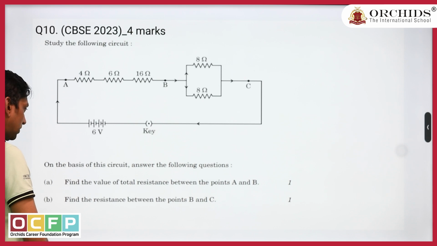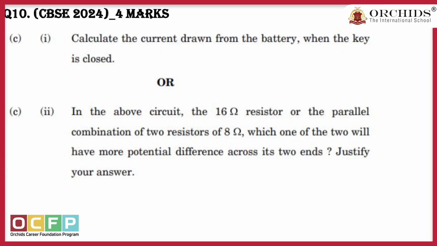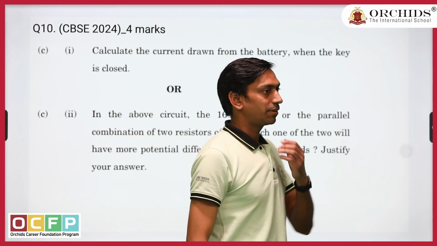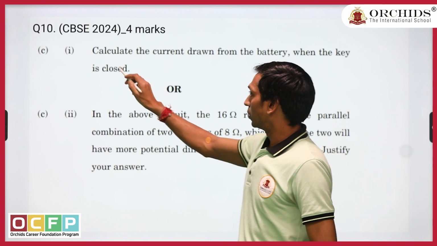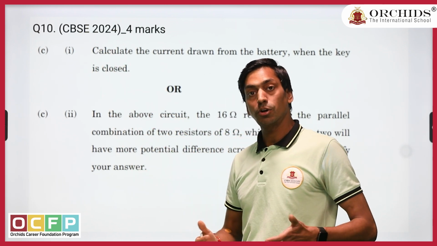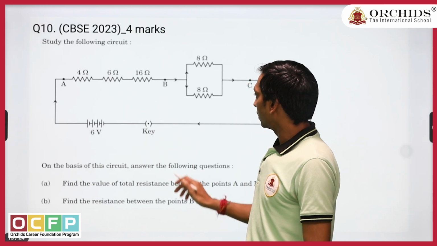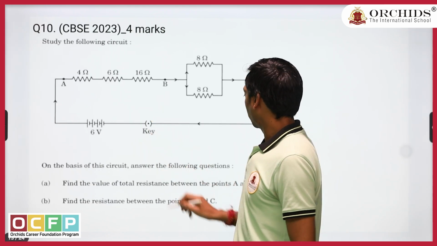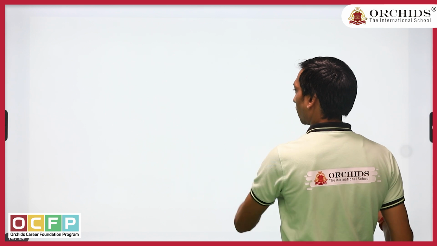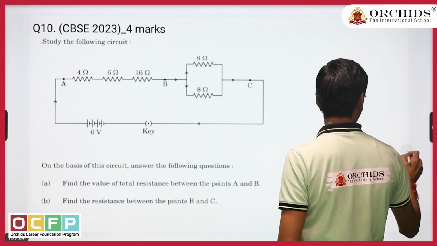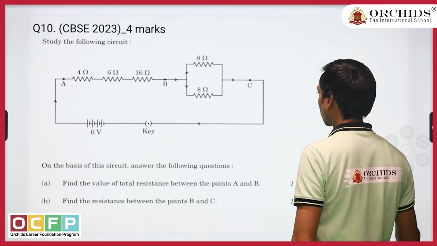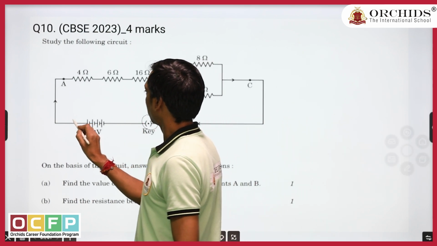Now let's see the third part of the question, which is to calculate the current drawn from the battery when the key is closed. So let's go back to the previous slide. In this case, the circuit is now closed. And when the key is closed, that means the circuit is closed now and the current will start flowing from this battery.